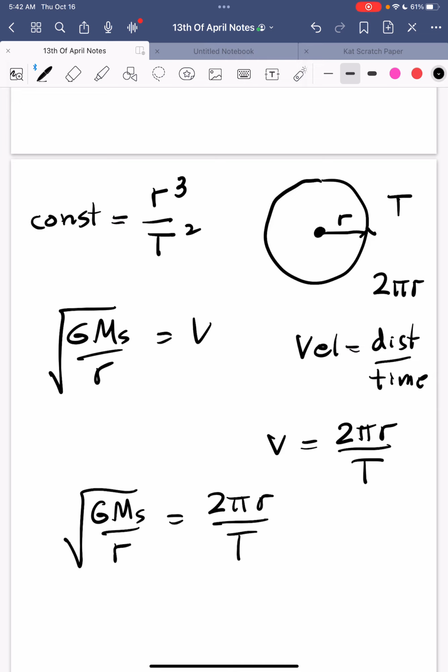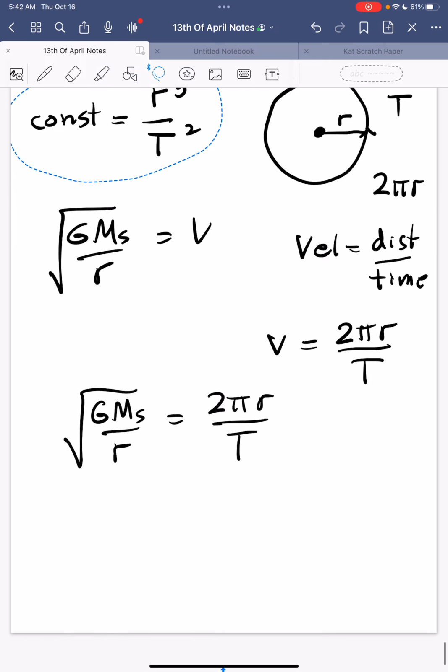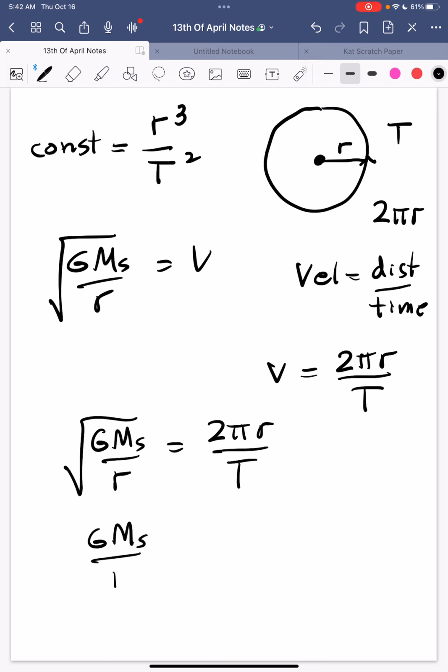the period. Now I'm going to try to get to this relationship up here where I put r cubed over the period squared. So to do that, from this thing that I have here, I'm going to square both sides. So I get rid of the square root. And then here I square every term. 2 squared is 4. Pi squared is pi squared. R squared is r squared. And then I've got to square the period, like that.